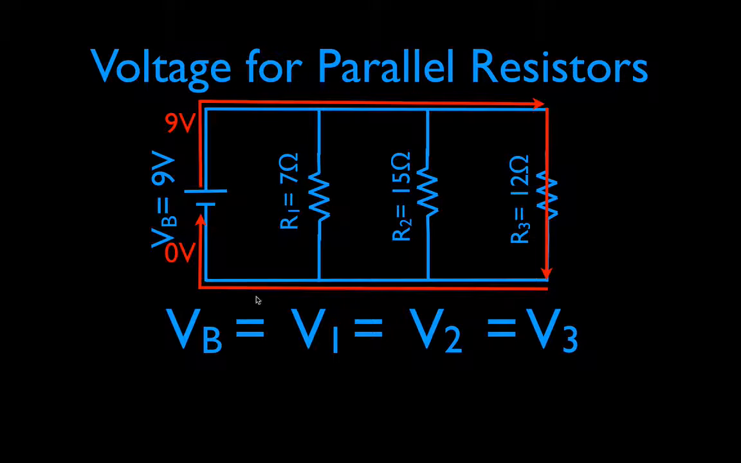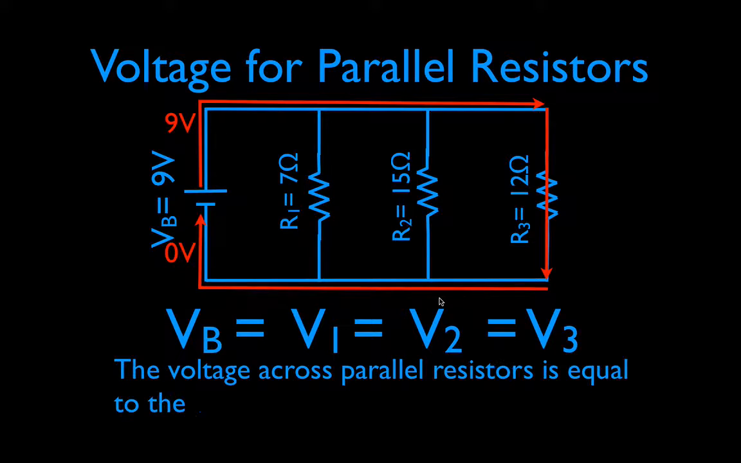The voltage drop across each of the resistors is equal to the voltage of the battery, even though their resistances are different. Okay, even though the resistances are different, the voltage drops are equal. And of course, the voltage drops would be equal if they each had the same resistance. So that is the voltage rule for resistors in parallel. The voltage across parallel resistors is equal to the voltage of the battery. When they leave, they have energy. When they return, they have no energy.